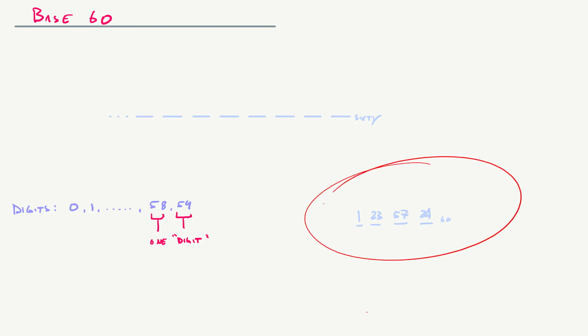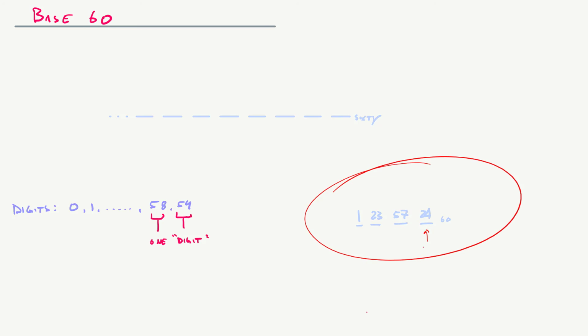Now, our book does talk about base 60, and it can be a little weird. The digits, as it were, go from 0 to 59. So 59 is a digit. It's one digit, which, of course, is weird, but that's how you have to think about it. So a number like this, right, is a number. 1, 23, 57, 24, base 60. That's a number, right? And there's only 4 digits in that particular number.